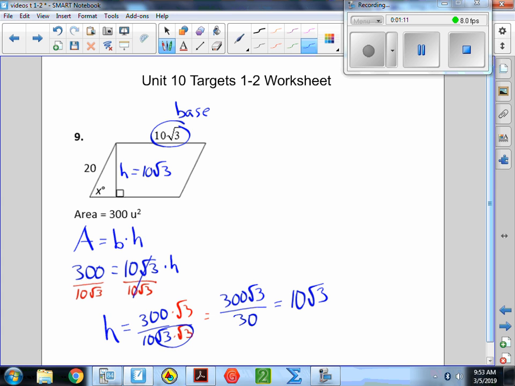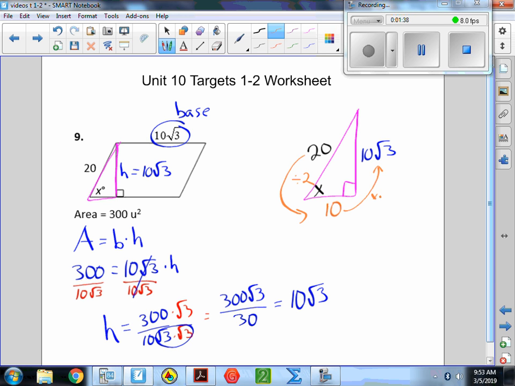So I'm trying to find x degrees in this triangle outlined in pink. I'll draw that over here to have more space. I have a 20-degree measure, I have a 10 root 3, and I have x. Now, you might recognize that as a 30, 60, 90 triangle, because if I take half of 20, I get 10, and then times square root of 3, I get 10 root 3. So x is going to be the 60-degree angle.